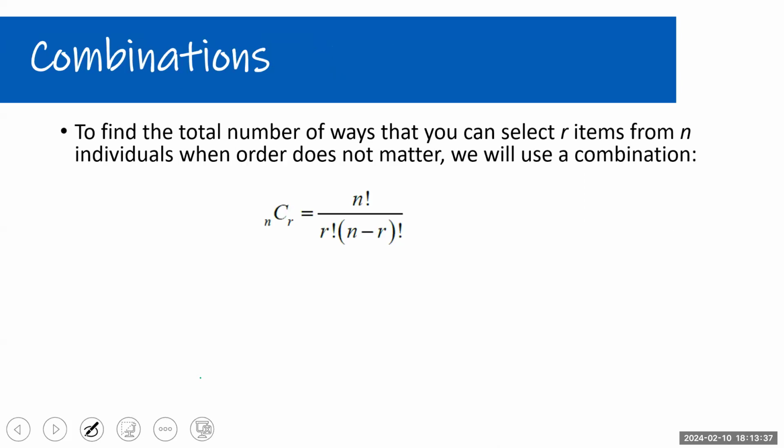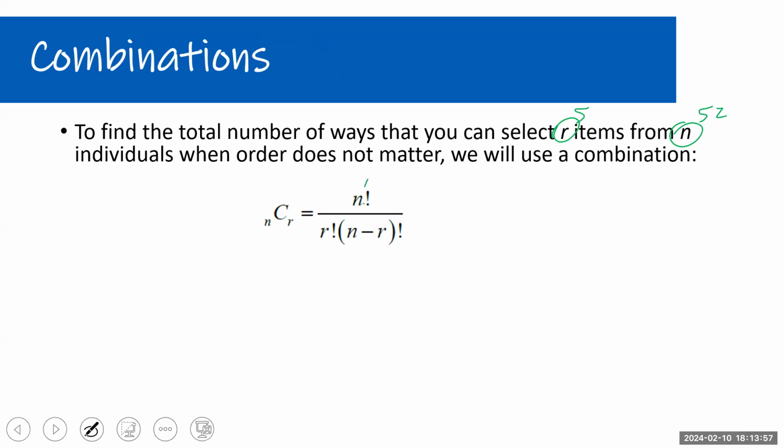So combinations, if you want to calculate it by hand, it has a kind of ugly formula. R is the number that you're picking and N is the total number of options. So if we were choosing 5 cards out of the deck of 52, N would be 52 and R would be 5.